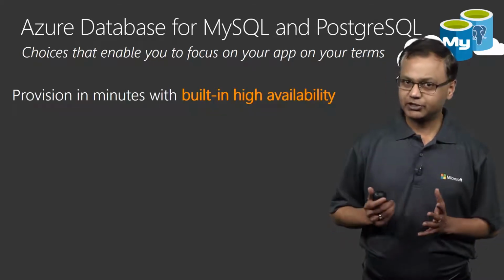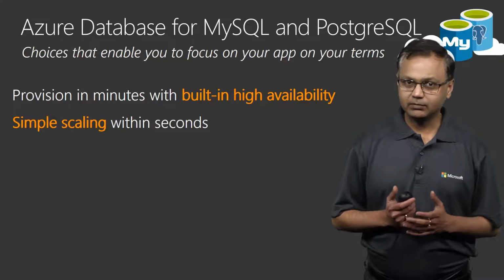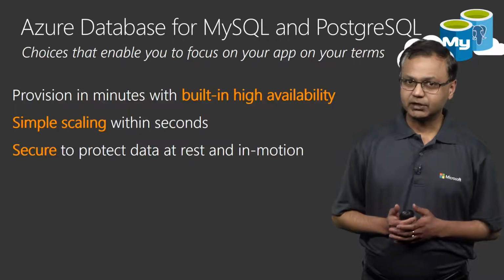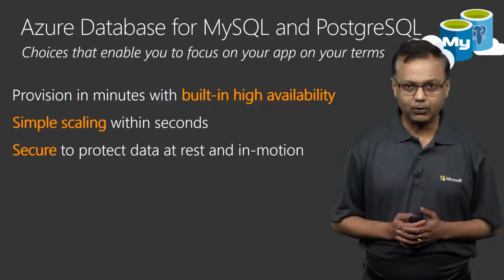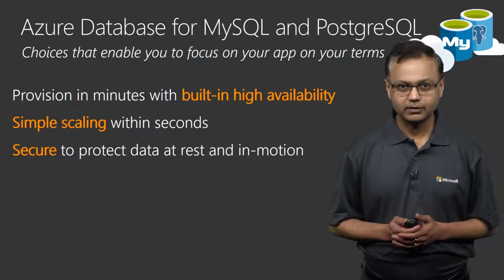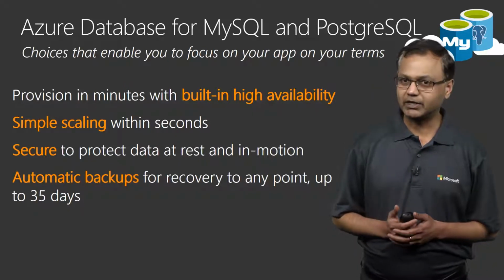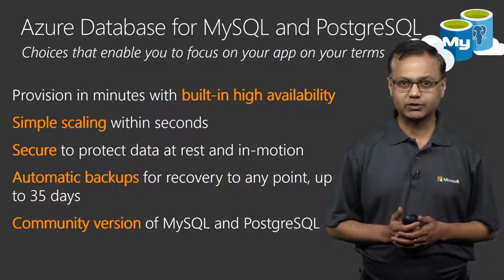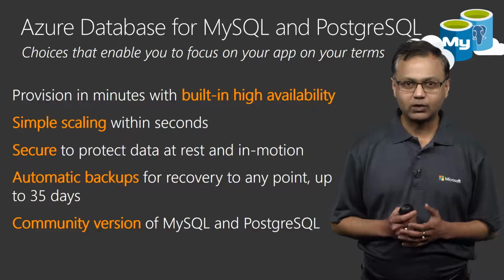With the service, you're able to provision in minutes, and it has built-in high availability. You can scale performance on the fly within seconds. The data in the database, including backups and logs, are secure and encrypted by default, both at rest and in motion. Further, the service provides automatic backups that you could use to recover to any point up to 35 days. And best of all, it's using the community version of PostgreSQL, which means existing drivers, tools, and libraries all work seamlessly against the Azure PostgreSQL service.